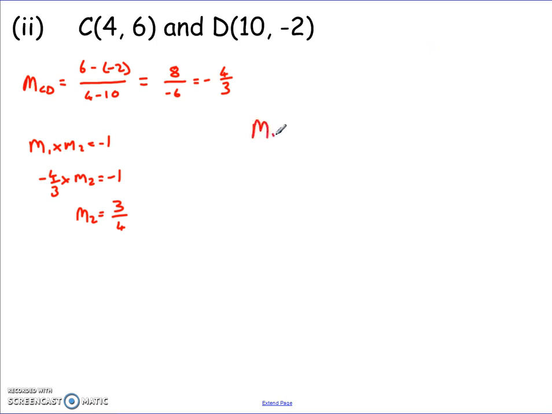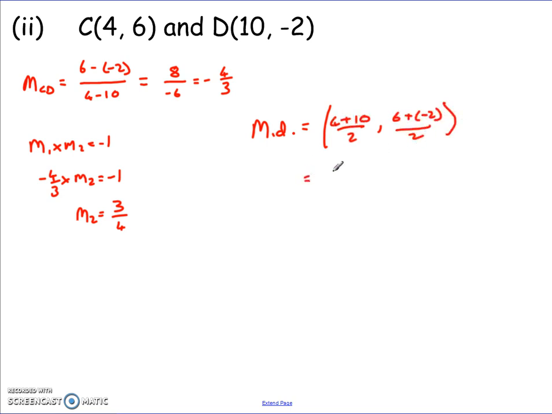Now I need to find the midpoint of CD. So again, it's just add up the x parts, add up the y parts, and average them out, find the midpoint of them, divide it by 2. So for the x parts, I've got 4 plus 10 divided by 2. And for the y parts, I've got 6 plus -2 divided by 2.